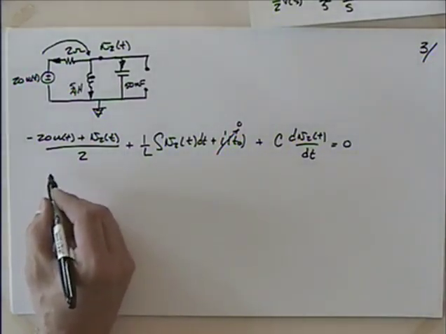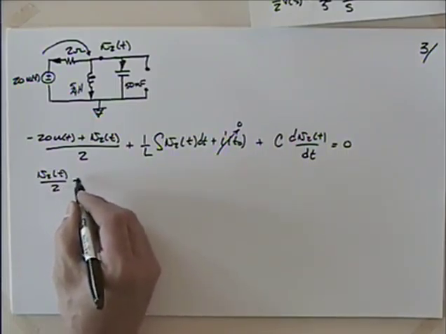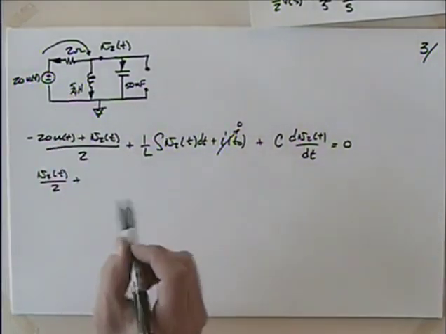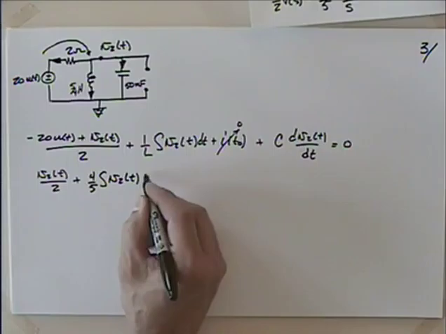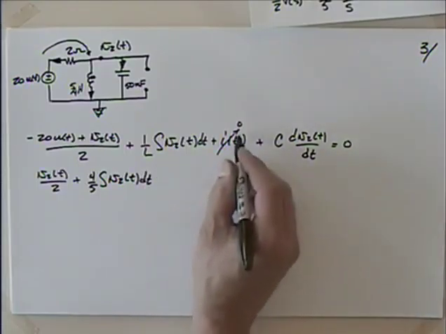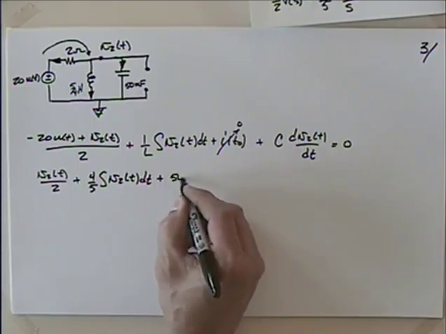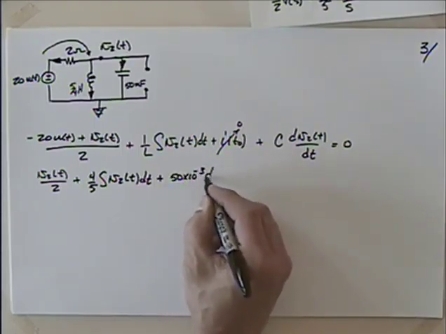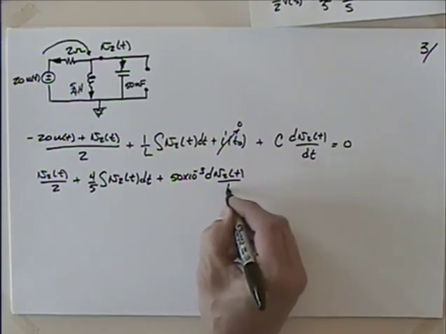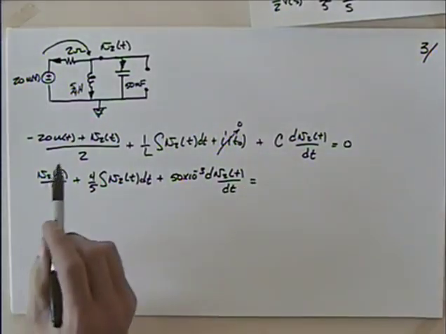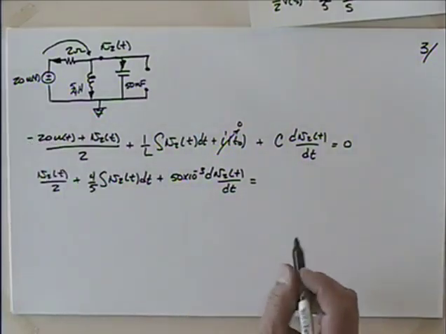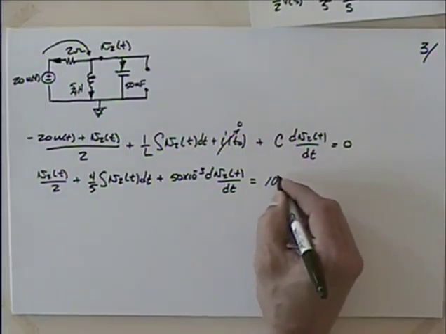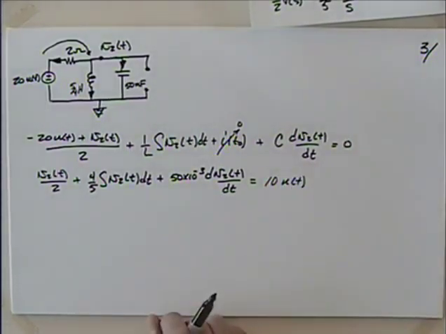So let me change things up a little bit, clean this up. V2 of t divided by 2 plus, if L is 5/4 and we invert that, we get again 4/5 integral V2 of t dt. That term is 0, plus C, which is 50 times 10 to the minus 3 dV2 of t dt, is equal to, now I left off this minus 20 u of t over 2, and move it to the other side, it becomes positive, so we will have 10 u of t.